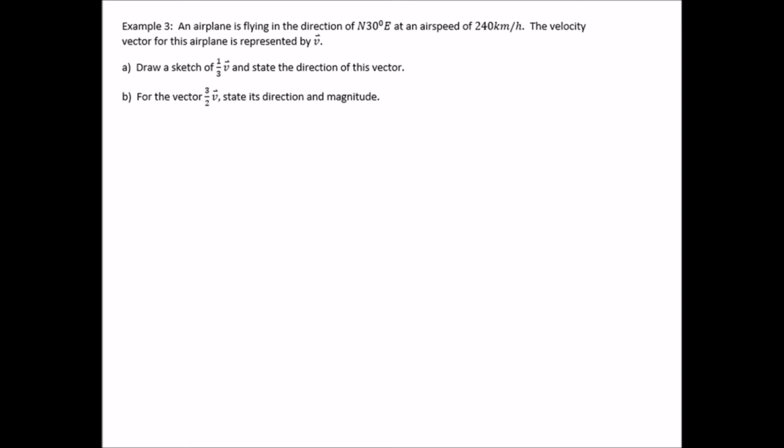Okay, example 3, an airplane flying in the direction of north 30 degrees east. Okay, so I always draw this in the side of my paper. So we're going to start north, and then we're going to go a little bit more east. And that's at an airspeed of 240 kilometers an hour. Okay, so this here would be 30 degrees from north, 30 degrees east. The velocity vector for this airplane is represented by vector v.